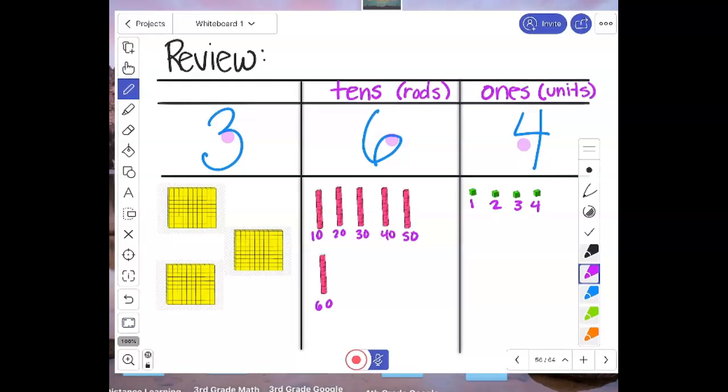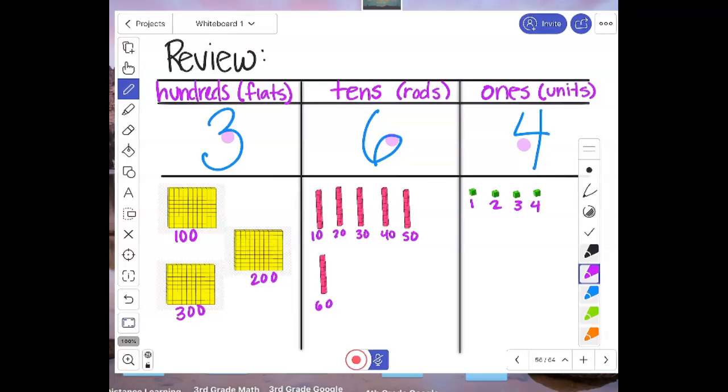Now what happens when I get past 70, 80, 90? I end up in the next place over, which is called the hundreds place. Sometimes these are referred to as flats. And those are ones that we skip count by 100. So this is 100, 200, and 300. Again, this is a review from second grade.